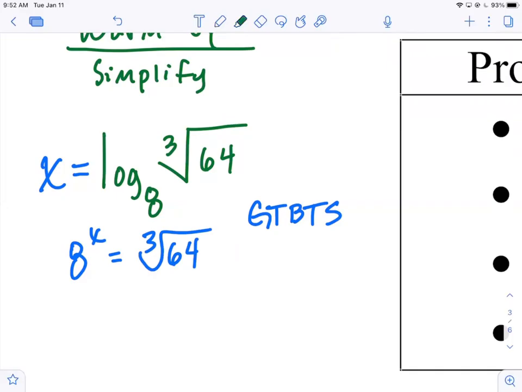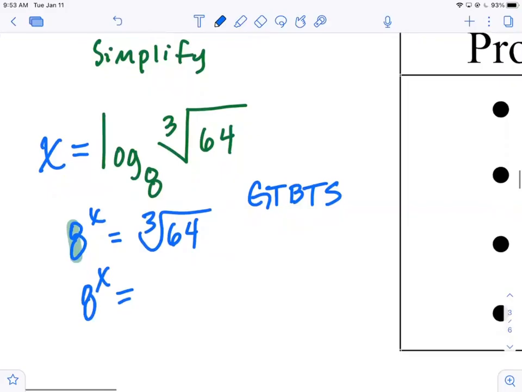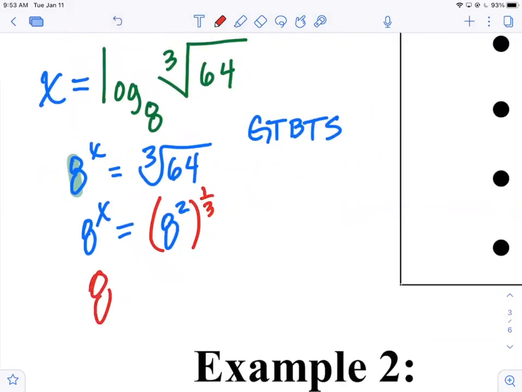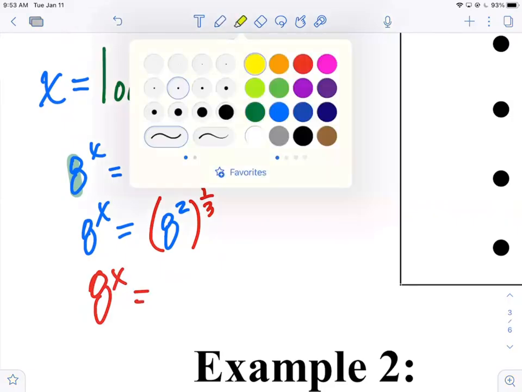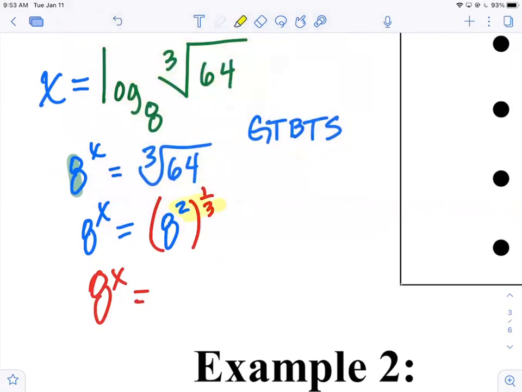So if I have base 8 here on the left, question is, can I write the right-hand side as a power of 8? So you start with the number 64. Well, of course, 64 is 8 squared. And then how do we get rid of the cube root and write it as an exponent? It's to the 1/3 power. And you can actually skip that step if you're good enough, because the next step would be to multiply them. And that gives us then 8 to the 2/3.